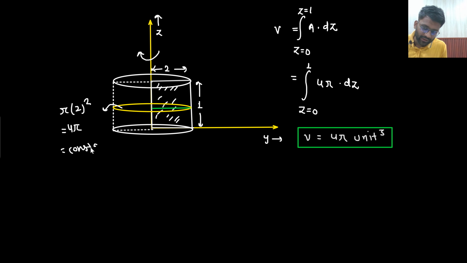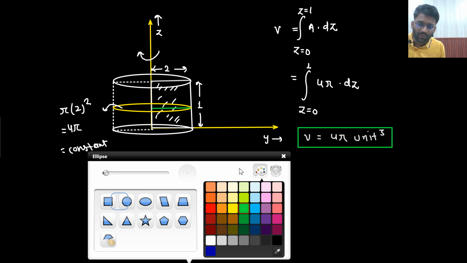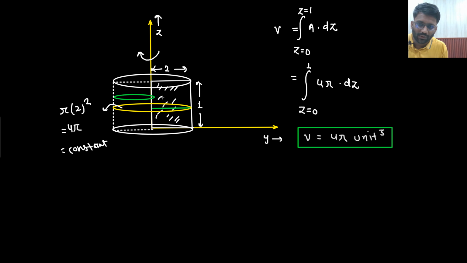This came out to be constant because any circle you take, this circle also you take, what is the surface area? Same. This circle also you take, what is the surface area? Same. So all the circles that I am taking have the same surface area, which is 4 pi.